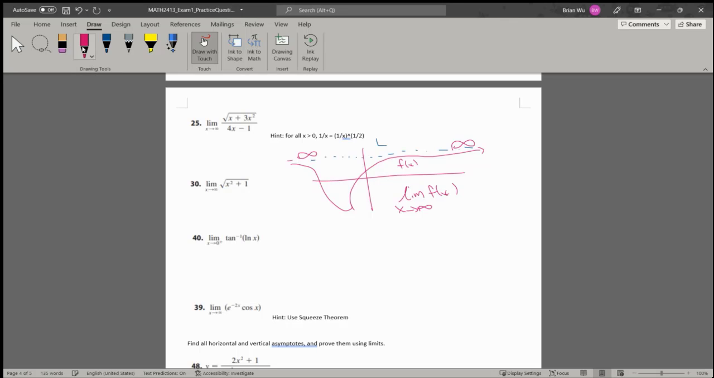And let's test it with 25. So if we want to evaluate this one, we know that the biggest power on the bottom is x, right? And so we're going to multiply the top and bottom by 1 over x, which is the reciprocal. That's why it's called the reciprocal method.